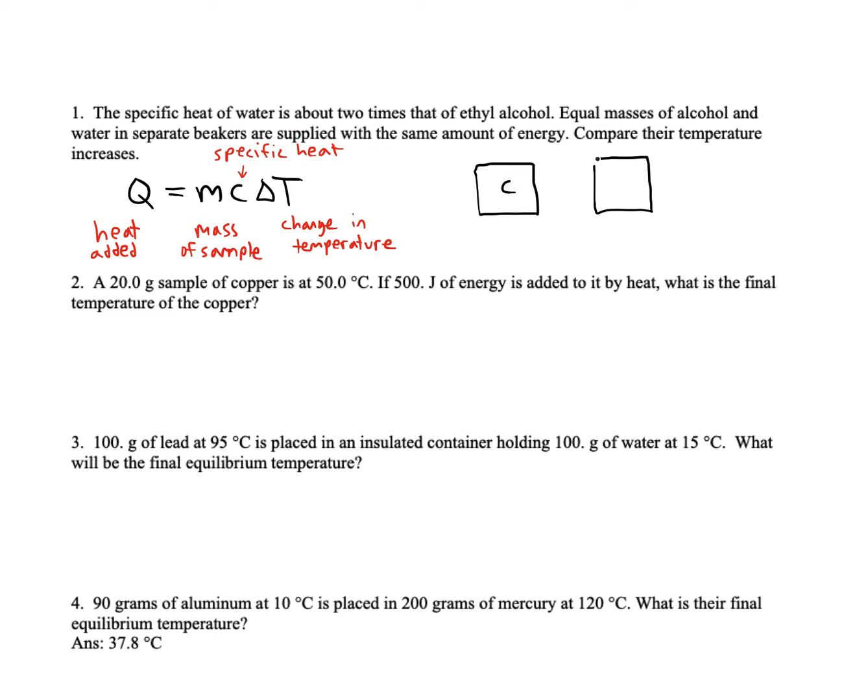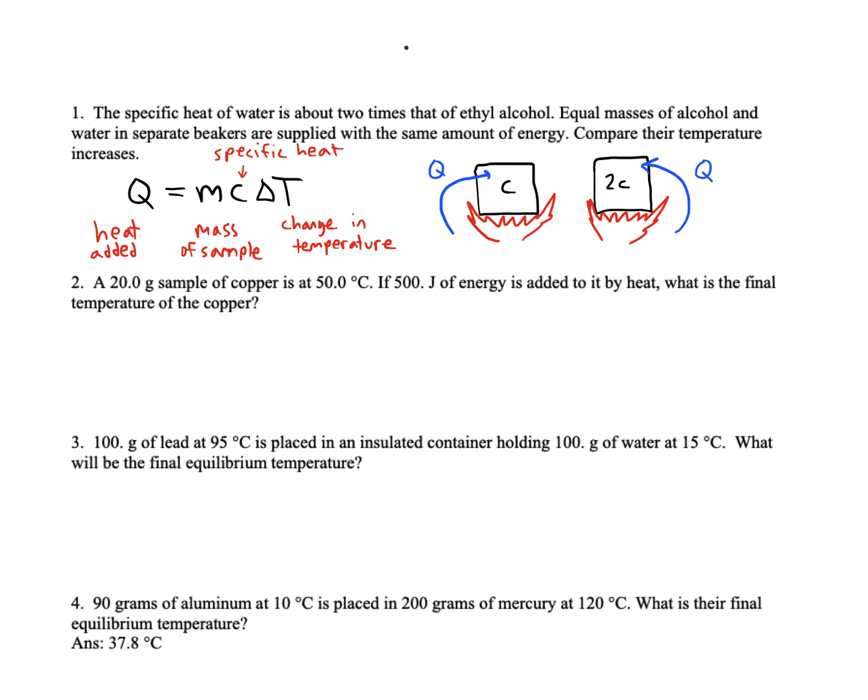Alright, so if we have two similar samples where one has a specific heat of c, but the other one has a specific heat of 2c, then they're going to have different temperature changes even though the same amount of energy is added to each. So let's say we add the energy by just putting a flame underneath them. They're both going to experience a heat flow of what's called Q.